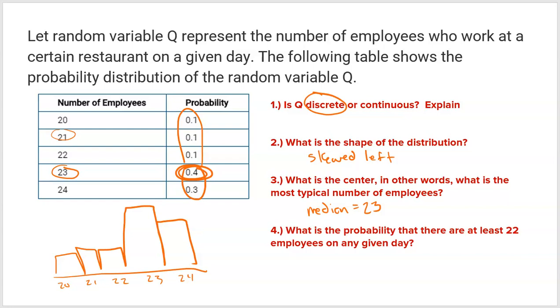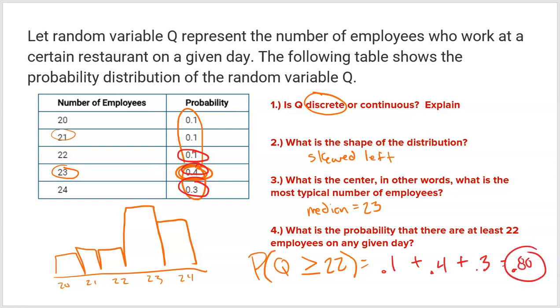All right, what is the probability that there are at least 22 employees on any given day? So we're trying to find the probability that Q, the number of employees at work, is at least 22. At least means greater than or equal to 22. Well, that would mean 22 employees, 23 employees, or 24 employees. So we'd simply add those probabilities together. They are mutually exclusive. You can't have 22 and 23 people working at the same time. So we're totally fine to just add away here. So we're going to do 0.1 for the 22, or 0.4 for 23, or 0.3 for 24. Add those together, we get 0.80. So it's an 80% chance that at least 22 employees are working on any given day.